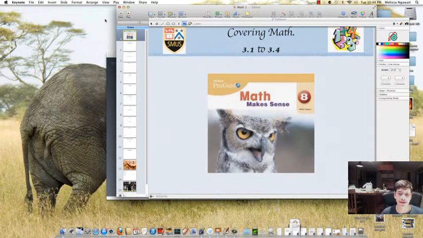Multiplying fractions is a necessity for many of life's tasks. Covering Math, Units 3.1 to 3.4 can be found on page 103 of your Math Makes Sense Unit Grade 8 textbook.